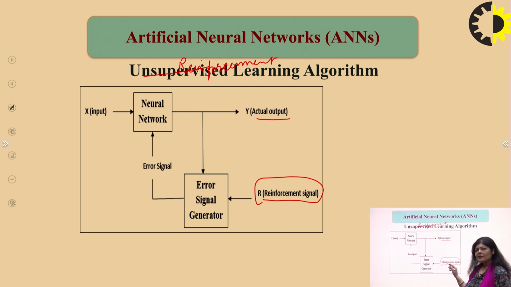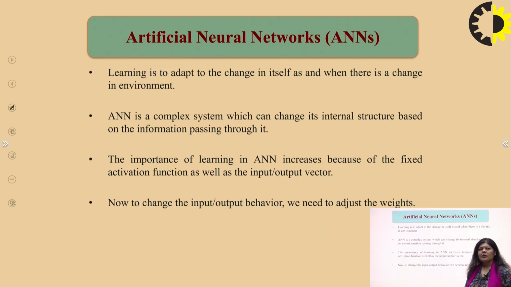So that way, some sort of guiding signal is being given to the network that it needs to again adjust its weights to achieve the final learning or the final output. And again, the reinforcement signal will be verifying whether the learning is going in the correct direction or not. So this is all about the learning algorithms that are being used.